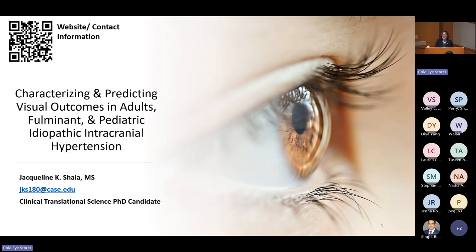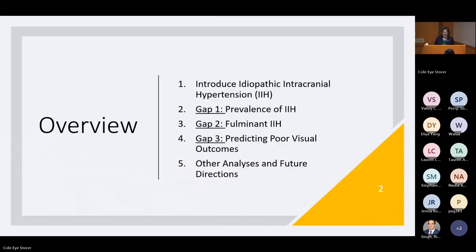I'm very excited to share with you my thesis regarding characterizing and predicting visual outcomes in adult fulminant and pediatric idiopathic intracranial hypertension. So, kind of an overview of what we're going to do today. I'm first going to introduce idiopathic intracranial hypertension. And because that is a mouthful, I will be referring to it as IIH throughout the rest of this presentation.